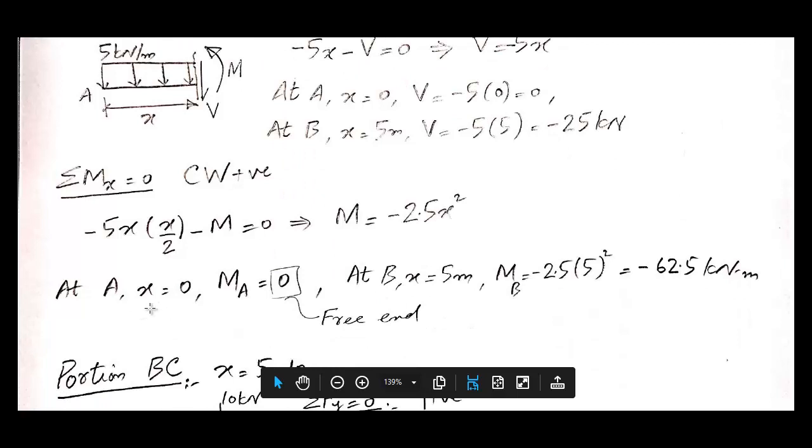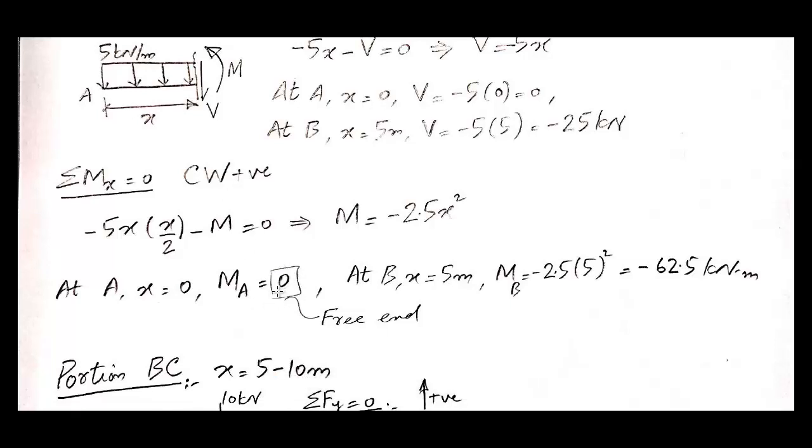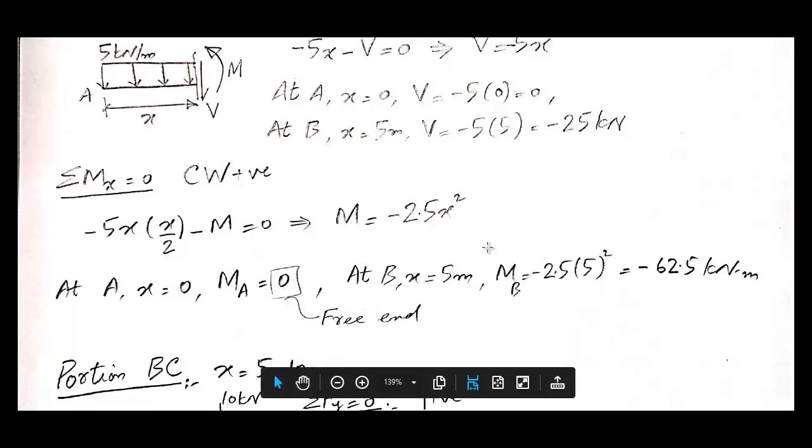If we plug in the values of x for point A and point B, we get MA equal to 0 and we get MB equal to minus 62.5 kilonewton meter. Point A is free end of the beam and there is no point couple acting at point A. So the magnitude of moment at point A should be equal to 0, and that is coming out to be 0. So that is fine.